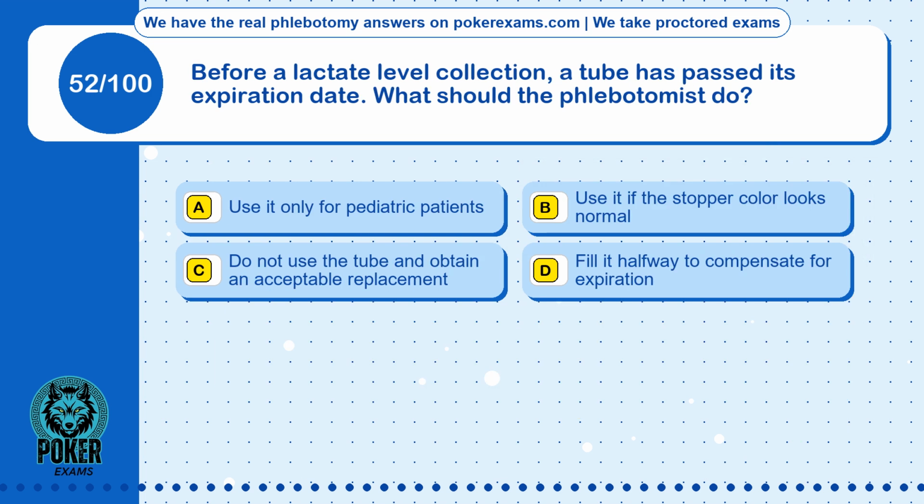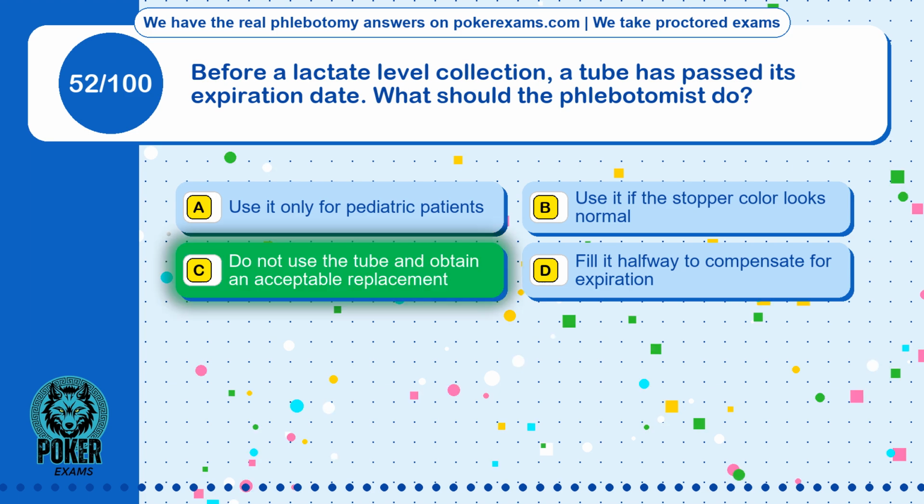Question 52. Before a lactate level collection, a tube has passed its expiration date. What should the phlebotomist do? Option A. Use it only for pediatric patients. Option B. Use it if the stopper color looks normal. Option C. Do not use the tube and obtain an acceptable replacement. Option D. Fill it halfway to compensate for expiration.